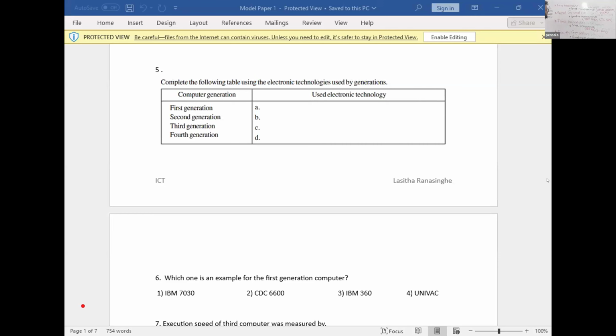So this is a brief introduction about the generations, right? First, second, third, and fourth. So these are the technologies. Technologies evolving like vacuum tubes, transistors, then integrated circuits, and finally microprocessors. So nowadays we are using this. So our computers have microprocessors in the system, right?